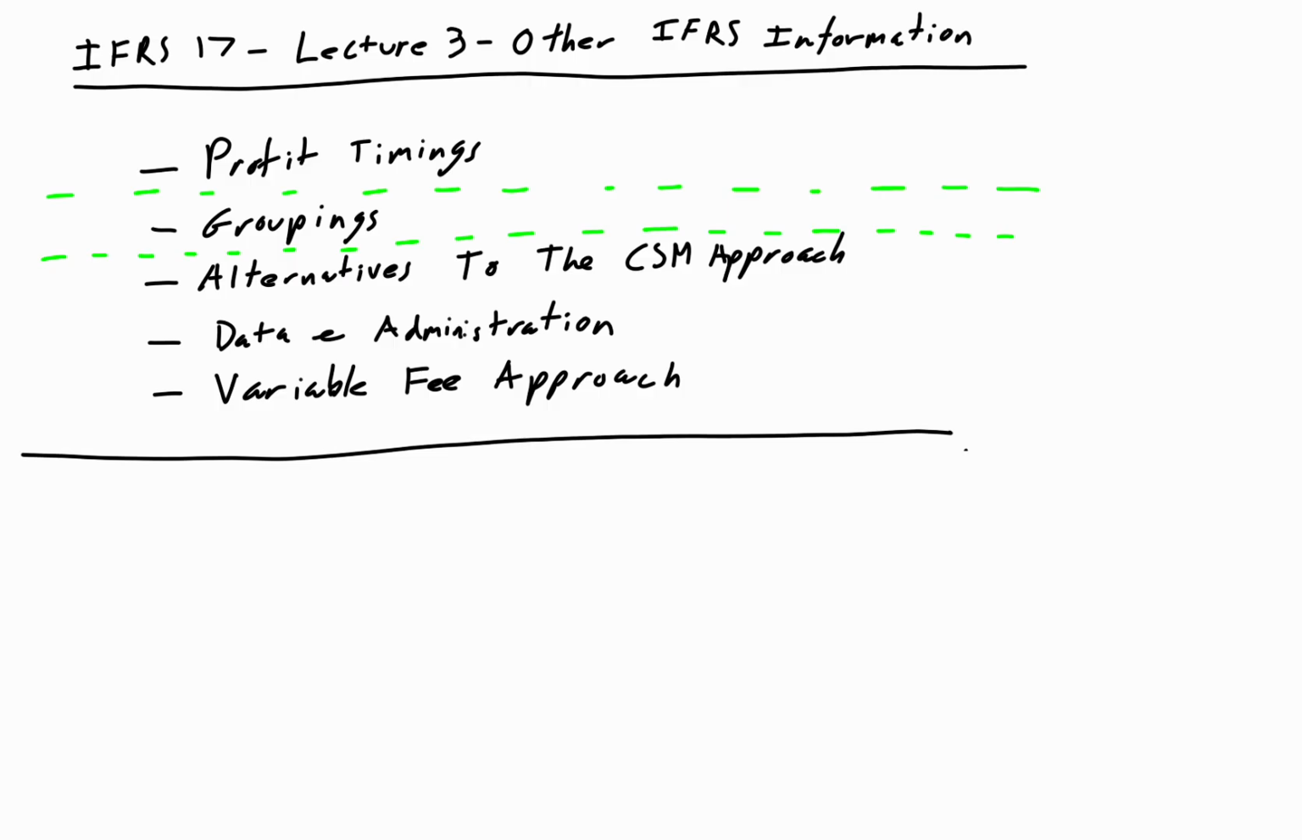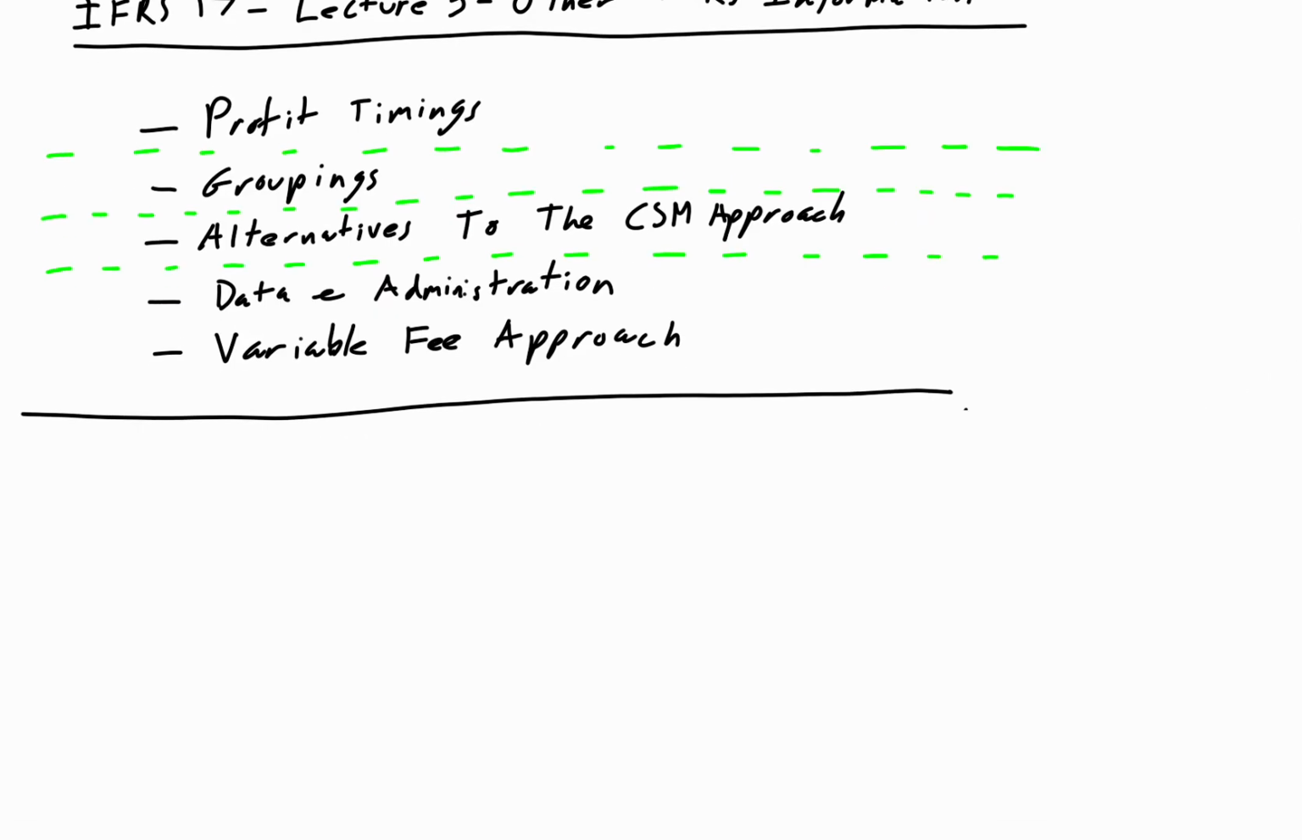We also covered in the last lecture alternatives to the CSM approach. Basically, if you've got general insurance, you can do something that's simpler than what we've described to date. So what we'll cover in this video is the data and administration section.